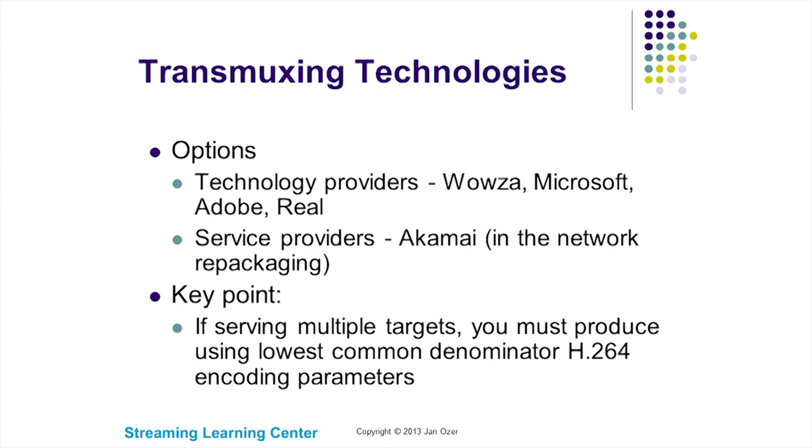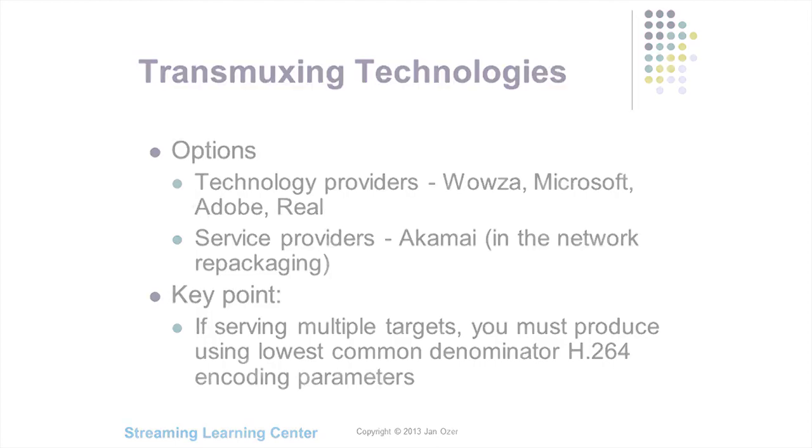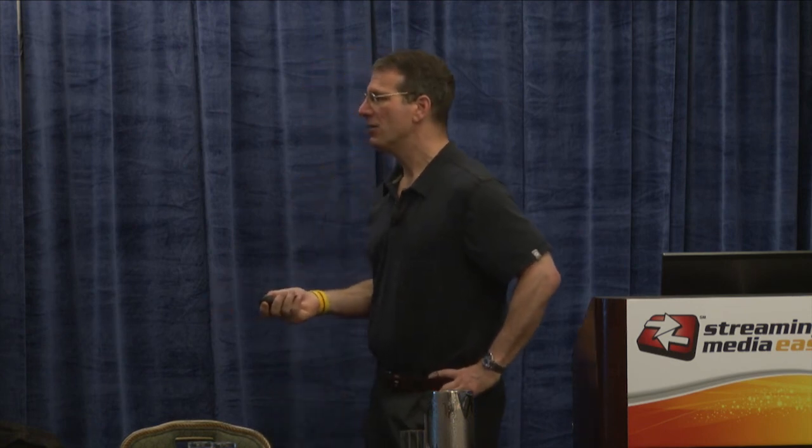There are some service providers like Akamai. They call it in-the-network repackaging. You send Akamai an RTMP stream. They can repackage that for iOS delivery, transmux it to an MPEG-2 transport stream, create the necessary manifest files, no re-encoding, very efficient solution.